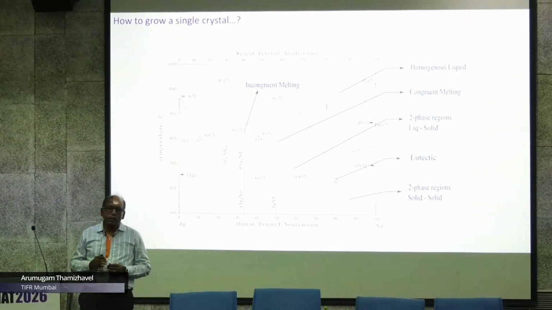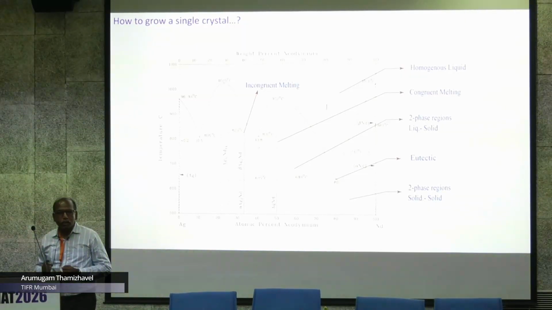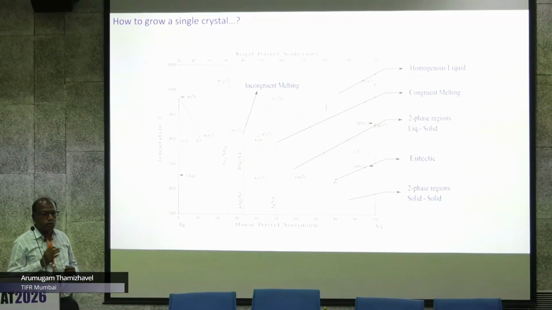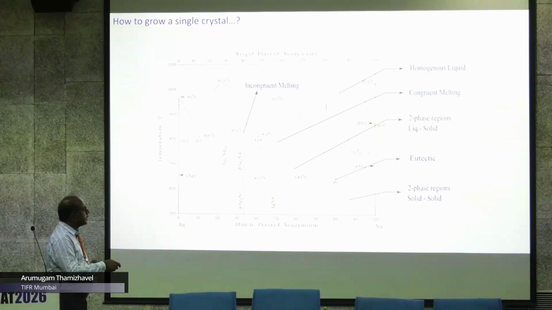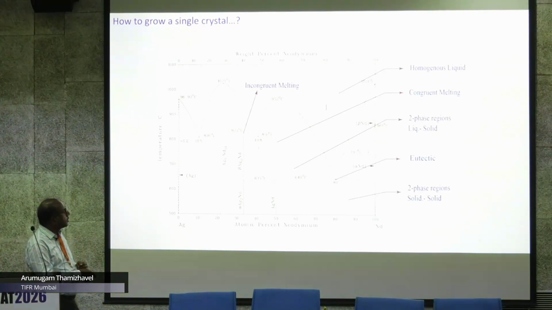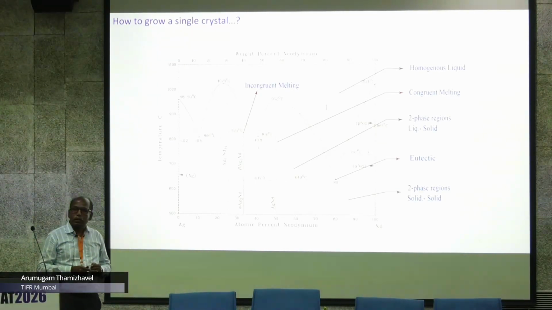So in those cases, you have to grow these crystals by the flux growth method, by dissolving it in some solvent. And there are various other things. This is a eutectic point. That means eutectic is the lowest melting point in the phase diagram.